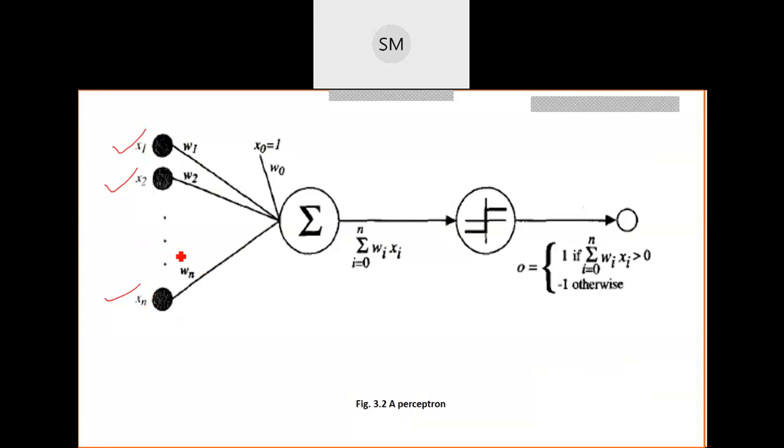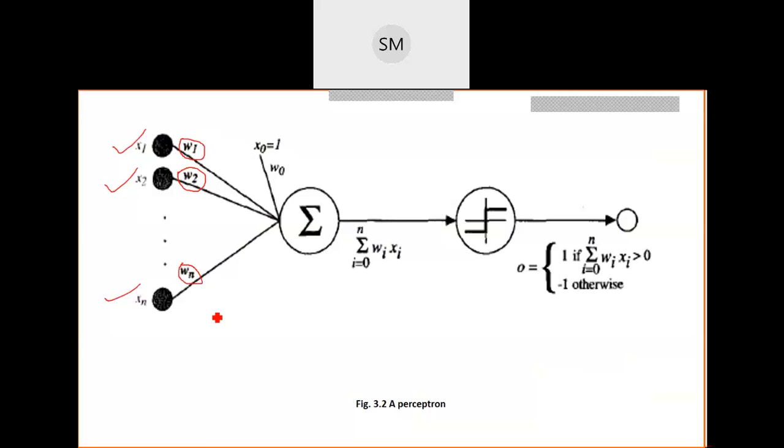Along with x1, x2, up to xn, there are some edges, and those edges have labels w1, w2, up to wn. These w's are the weights corresponding to our input layer. These weights are multiplied with the inputs x1 to xn and then added. The sum of all these combinations of inputs x1 to xn and weights w1 to wn is given to the next layer as an input. The next layer is the hidden layer.